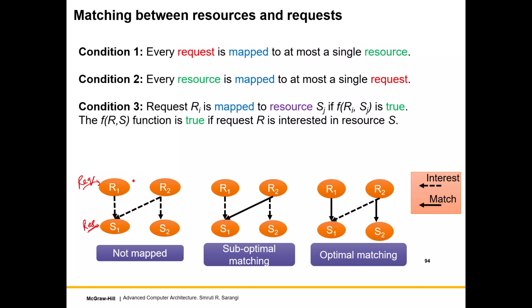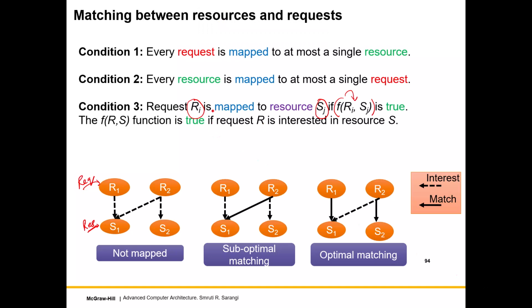Every request is mapped to at most a single resource. That is the first condition: a request cannot be mapped to 2 resources. The second condition is that every resource is mapped to at most a single request, which means a resource also cannot be mapped to 2 requests. If request Ri is mapped to resource Sj, then this basically means this function f(Ri, Sj) is true.